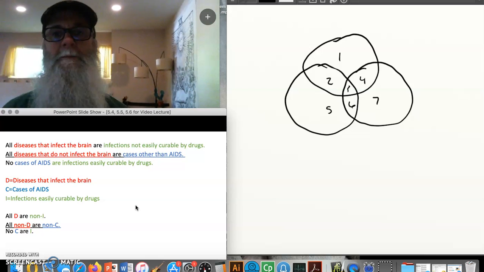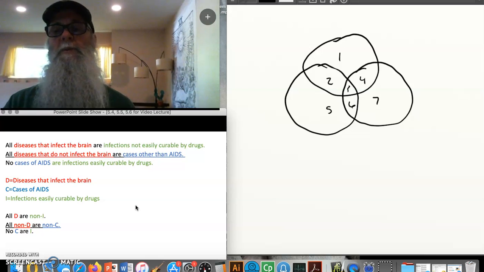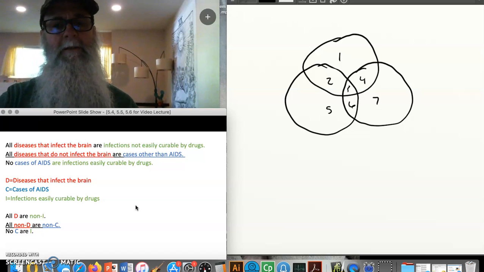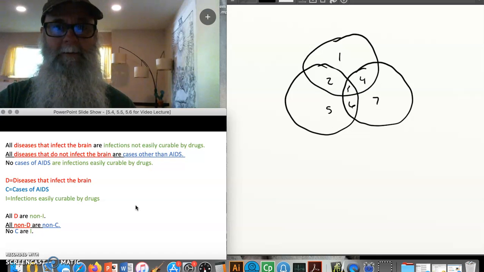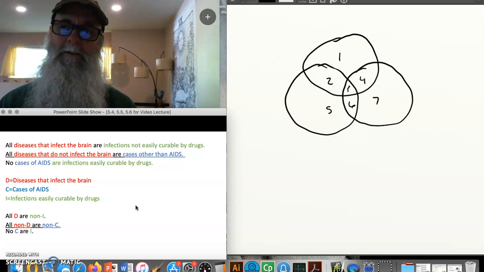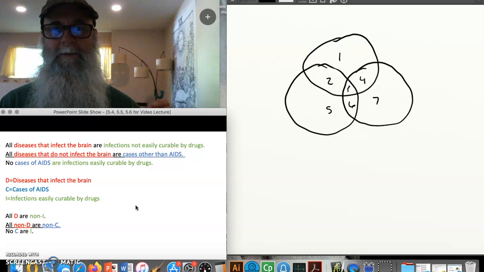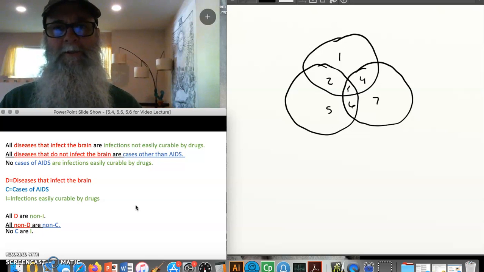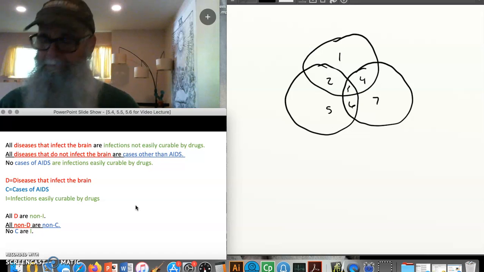So I'll start with the first premise and use the rules of conversion, obversion, and contraposition to see if I can get rid of that non-I. My 4.4 handout would be handy here. This is the one that has the steps and the rules of conversion, obversion, and contraposition. So why don't you go ahead and pause the video, look at that premise, all D are non-I, and see if you can figure out whether conversion, obversion, or contraposition will help you eliminate that non-I. And when you're ready to go, restart the video.